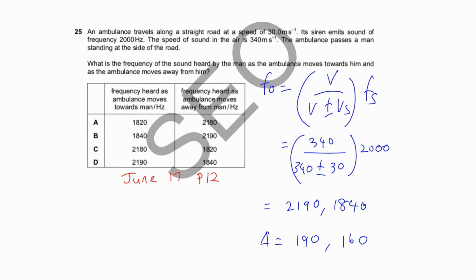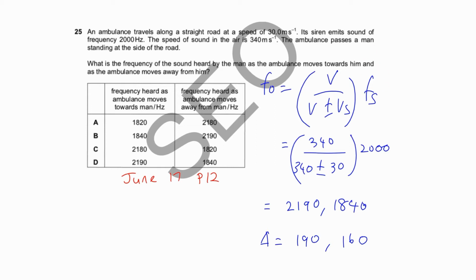If you want to know which to use, plus or minus, you must remember that when the ambulance comes towards the man, the waves will bunch up. So the observed frequency will be higher because the wavelength is shorter. So when it comes towards the man, you must use minus at the bottom, so the bottom is smaller, so that this ratio will be more than 1 and your observed frequency will be bigger than your source frequency.